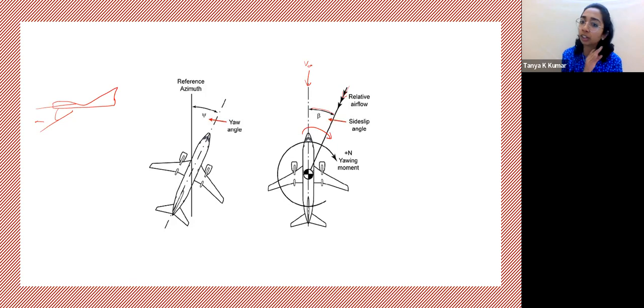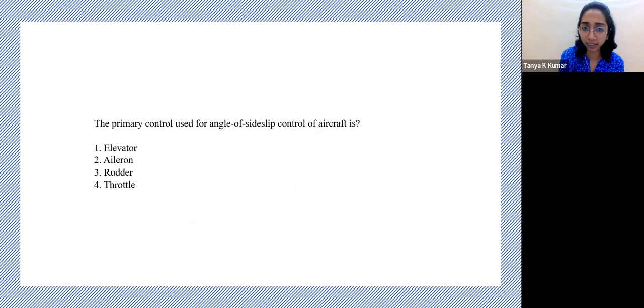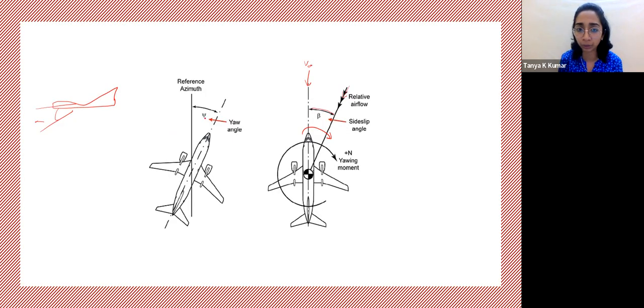So your aircraft cannot control the side slip. Side slip is due to the relative airflow. So the question here is wrong in that sense. The primary control used for angle of side slip control. Angle of side slip cannot be controlled. What you can control is your attitude. Your attitude, I repeat again, is theta, phi, and psi.